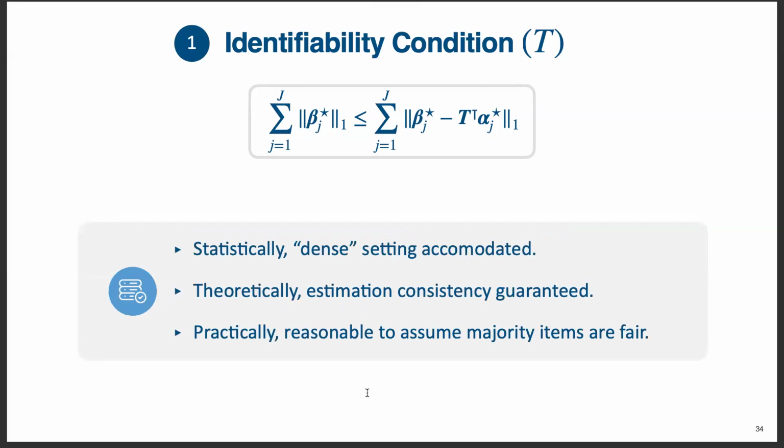As I mentioned, we allow this type of setting. We want some structure, but the non-zero proportion is not going to zero. Theoretically, this helps us ensure the identifiability of beta, and therefore establish the consistency and later the inference results.